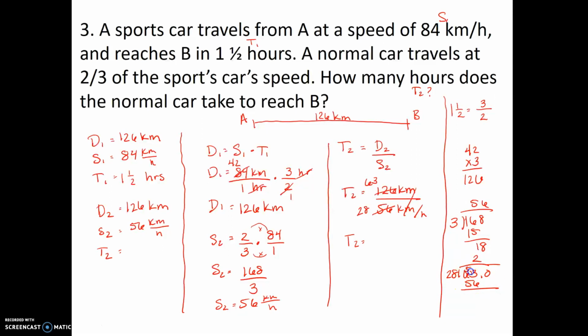Then we're going to subtract. 13 minus 6 is 7. 5 minus 5 is 0. Let's bring down that 0. 28 goes into 70 twice, and we get 56 again. 70 minus 56 is 14. We're going to bring down another 0. And 140 divided by 28 is going to be 5. 5 times 8 is 40. 5 times 2 is 10, plus 4 is 14. And I'm done. So my time 2 is going to equal 2.25 hours. So it will take the normal car 2¼ hours to reach point B.